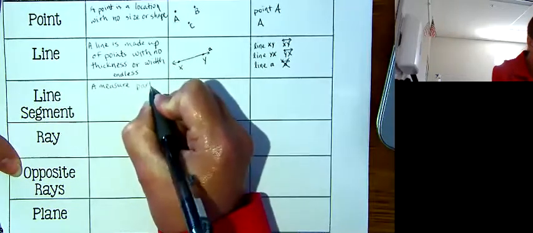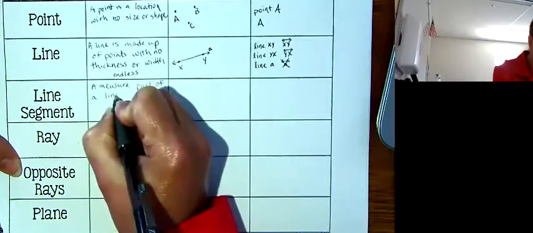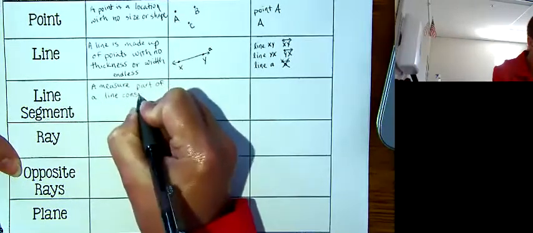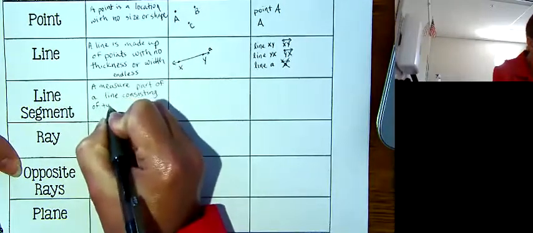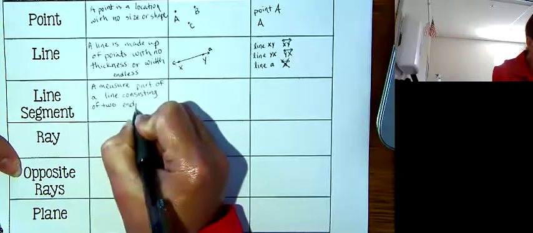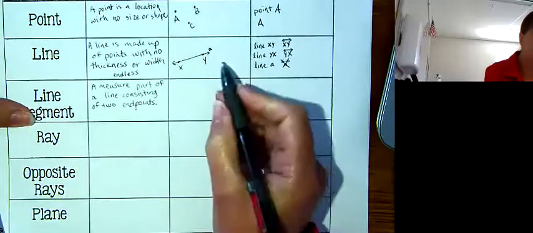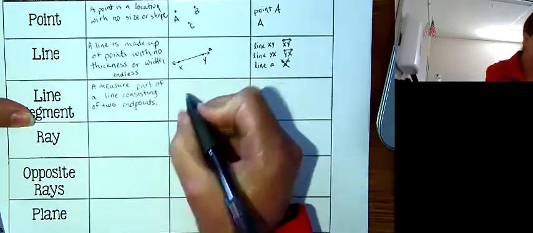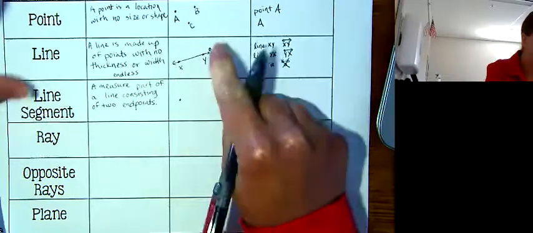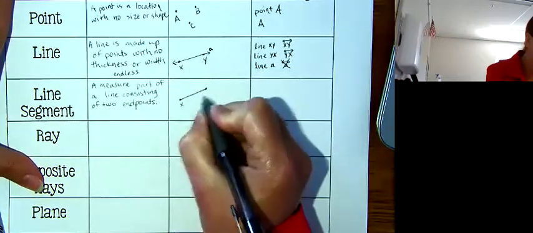Line segments, or sometimes they'll just call them segments, are a measurable part of a line consisting of 2 endpoints. So unlike an actual line, a line segment is just part of it. If I look at the line above that can keep going on in both directions, a line segment would just be from one point to the next.